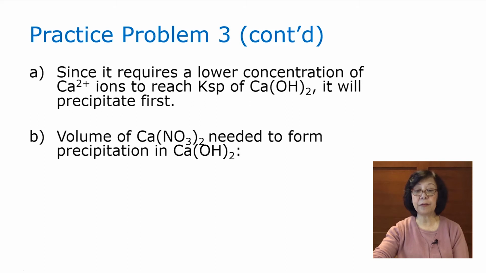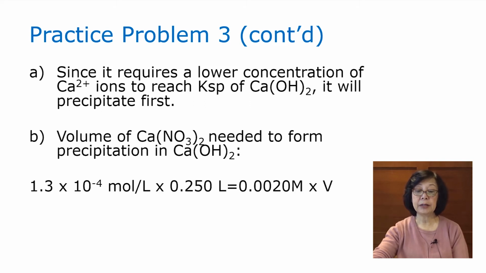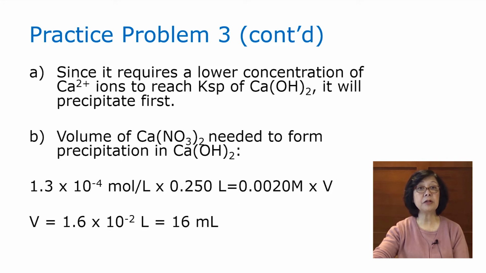Now let's calculate the volume of calcium nitrate needed to form the precipitation. Remember, in the beaker we have 250 milliliters, which is 0.250 liter of the mixture solution, and we require 1.3 times 10 to the minus 4 molar of calcium ion per my earlier calculation. So now I'm adding 0.0020 molar of the calcium nitrate. What's the volume required? It's calculated to be 16 milliliters.